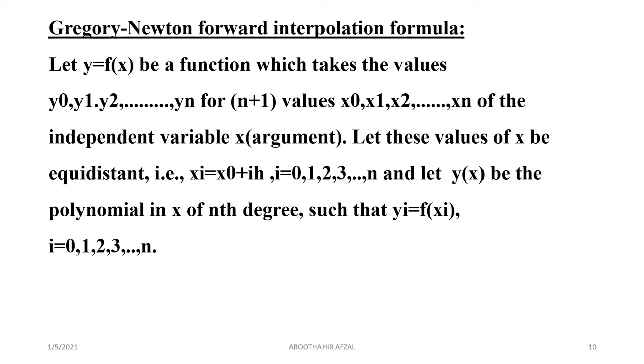Now we are going to derive this Gregory-Newton forward interpolation formula. We start with a function. It is a discrete function. As I told you, they are the values x0, x1, xn, with corresponding values of y. We have the step interval, xi is equal to x0 plus ih. So all these things are known to you already.